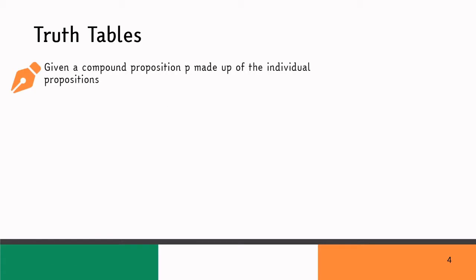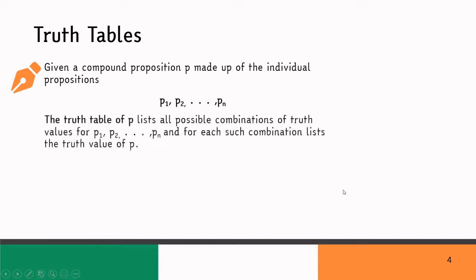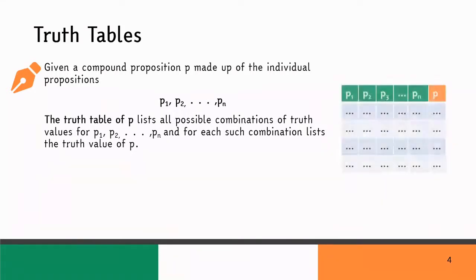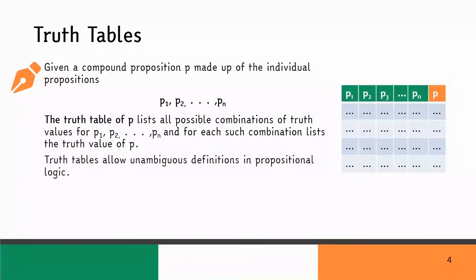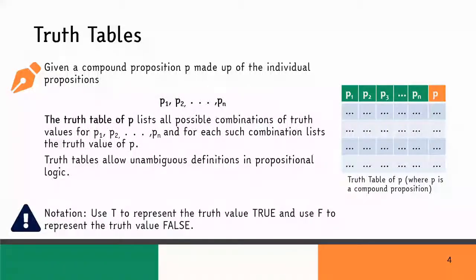Let us consider a compound proposition P, which is made up by individual atomic propositions P1, P2, P3, and so on till Pn. The truth table of P lists all possible combinations of truth values for P1, P2, and so on, and for each such combination lists the truth value of P. Please note that we'll be representing T for true and F for false for denoting values for each proposition.